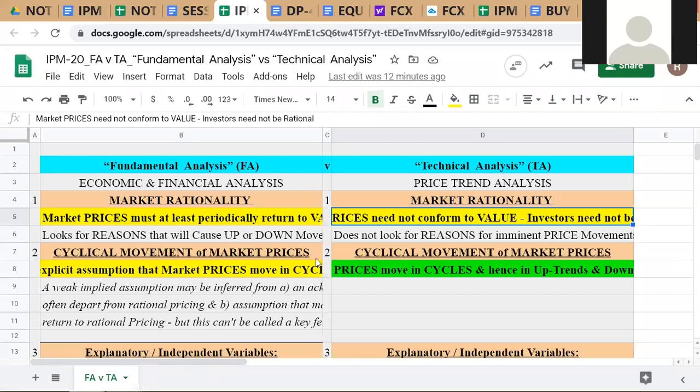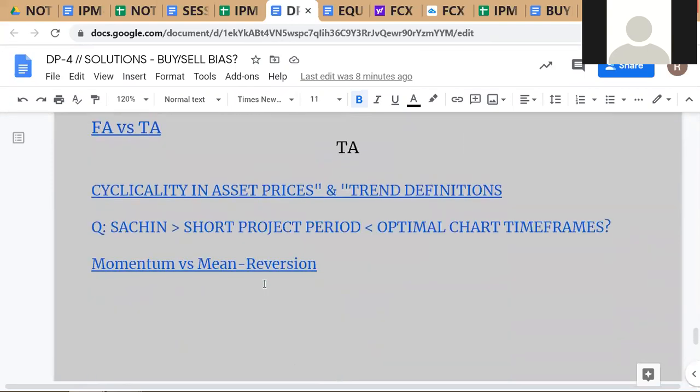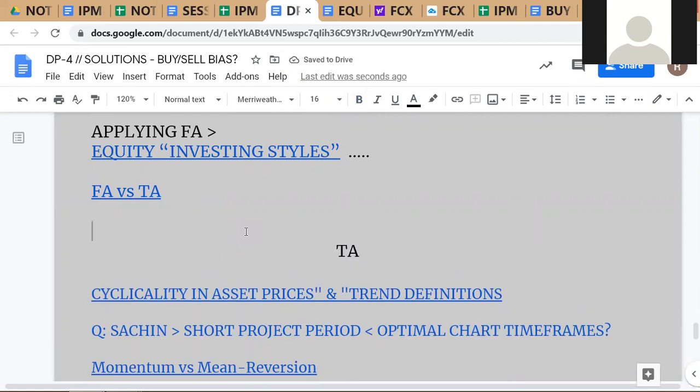So here I'll give you a short story about myself, which will help you to also decide, where we are talking about FA versus TA. Now, when I first came into the market, when I was in IMA, I already decided that at the end of my first year I was going to do FX trading.